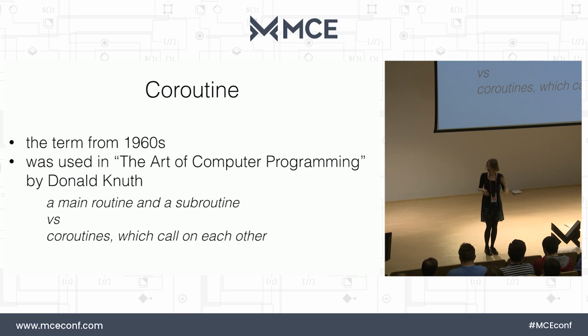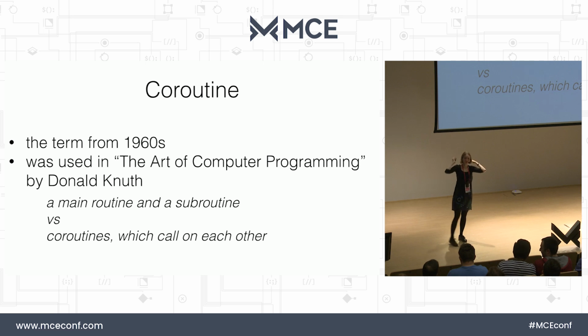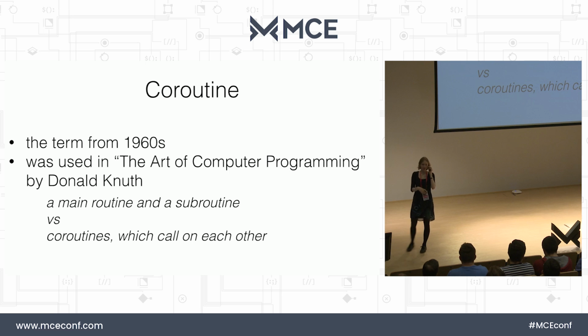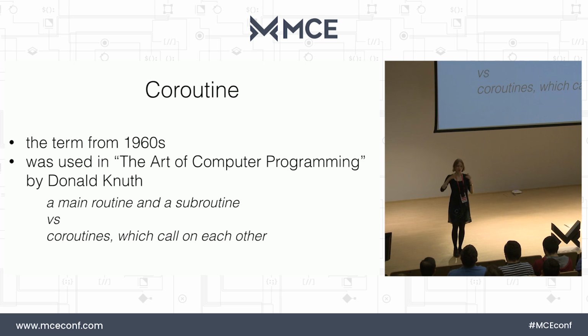So let's start. The term coroutine was actually coined very long ago. It was first invented somewhere in the 60s, and it was used by Donald Knuth in his book, where he opposed coroutines to the main routine and subroutines. For him, coroutines were just independent subprograms that were able to call each other. Today we're going to see how this first idea is now present in a modern language like Kotlin.